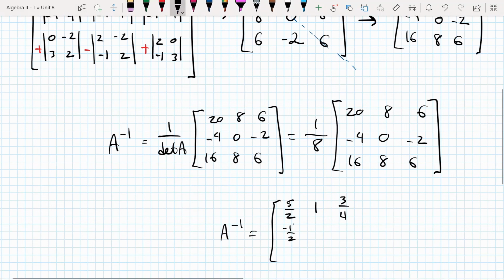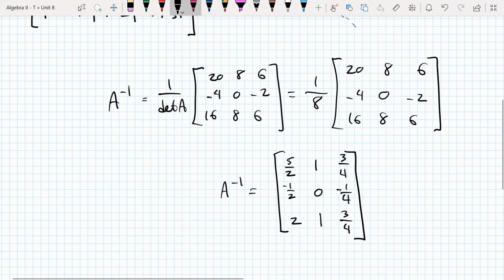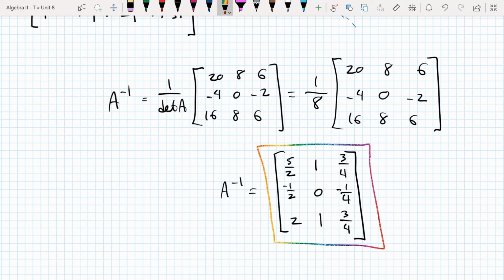Let me make this a little bit bigger. 0 over 8, that one's nice, it's just 0. Negative 2 over 8 is negative 1/4. 16 over 8 is 2. 8 over 8 is 1 again. And then 6 over 8 is 3 over 4. And so this is the inverse matrix of our original matrix at the top.